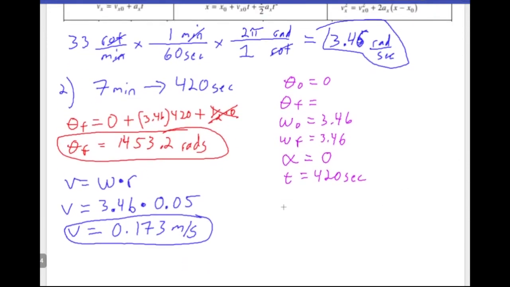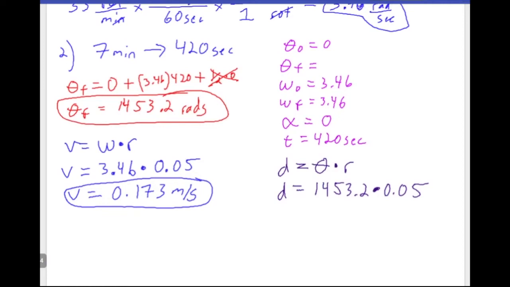Last part it wants me to figure out is how far linearly does the fly travel. I'm going to use a very similar equation to the velocity over here, where distance is equal to theta times r. The theta that I had was 1453.2, and r is the same r that I just used over here, which is 0.05. Multiply those two together, and you end up with a distance of 72.66 meters.